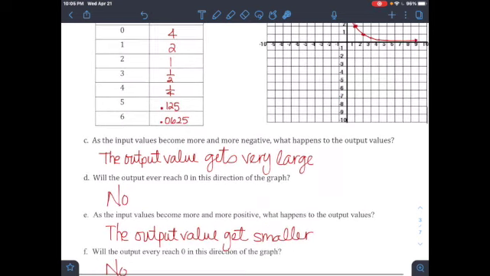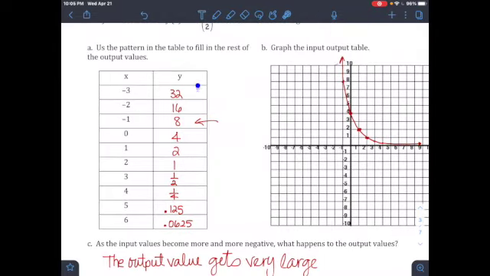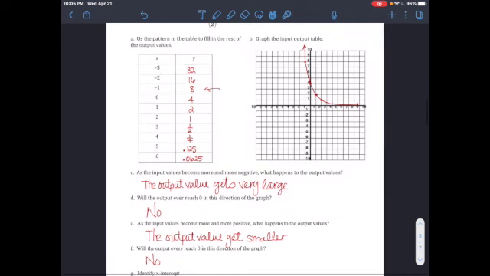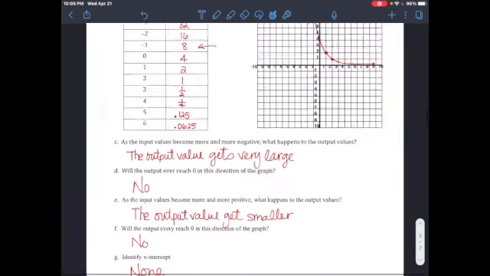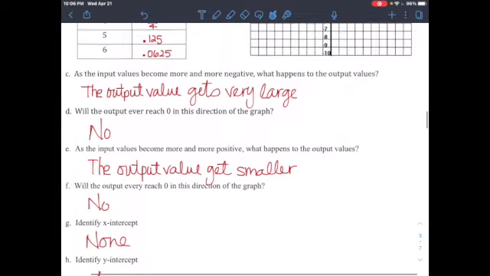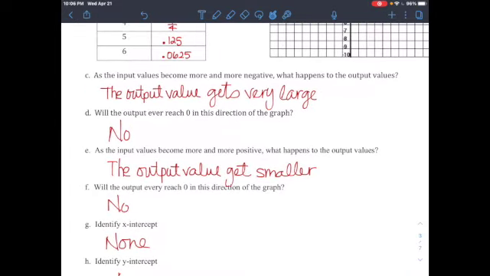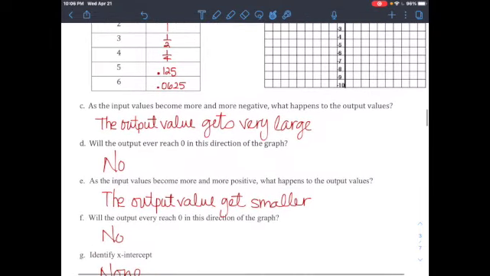Then the next one, as the input value becomes more and more positive, right here, going towards positive, what happened to the output value? The output value just gets smaller. When the input gets bigger, the output gets smaller. And then same thing right here, you can look at if it gets more negative, the number gets bigger, both in the table or the graph. Then would the value ever reach 0 in this direction? It will absolutely not, because no matter what, it will only get smaller or only get bigger. So would the output value reach 0 in this direction? No. And then now they want you to identify the x-intercept.